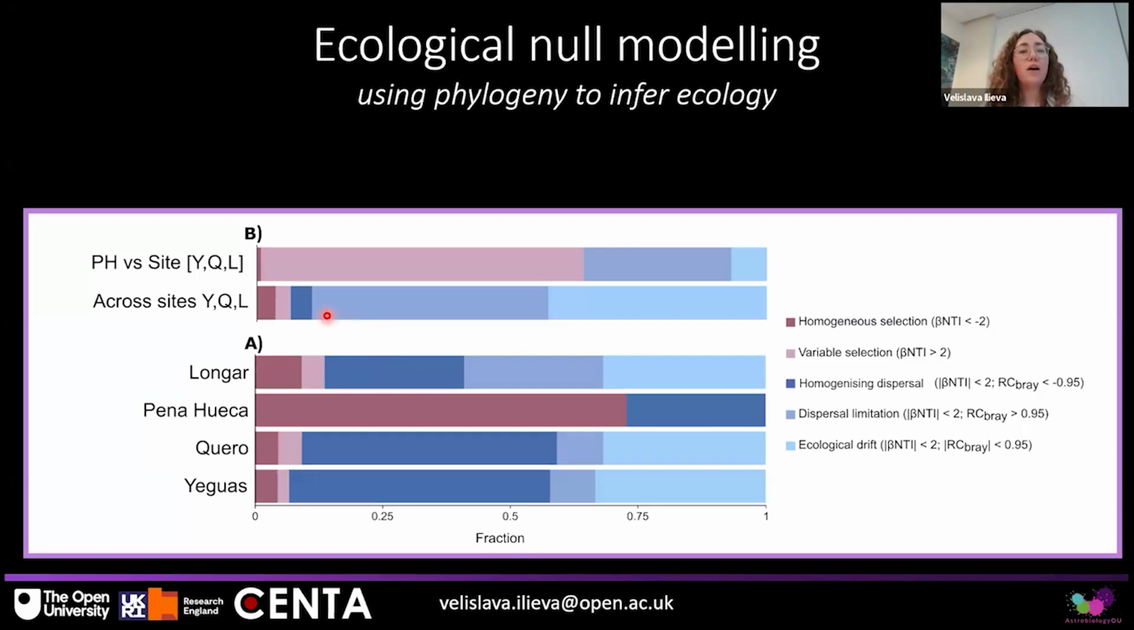And to further confirm these findings, here in figure B, I compared communities across sites. So this is where I compared, for example, communities from Yaguas to Longar to Kero.